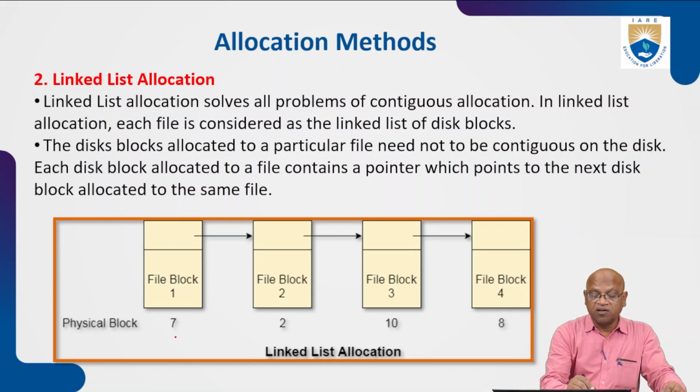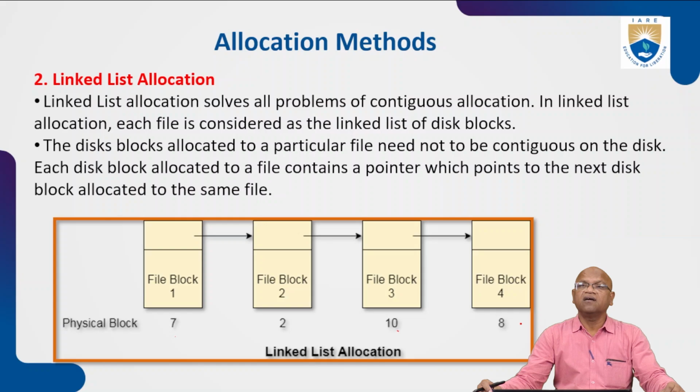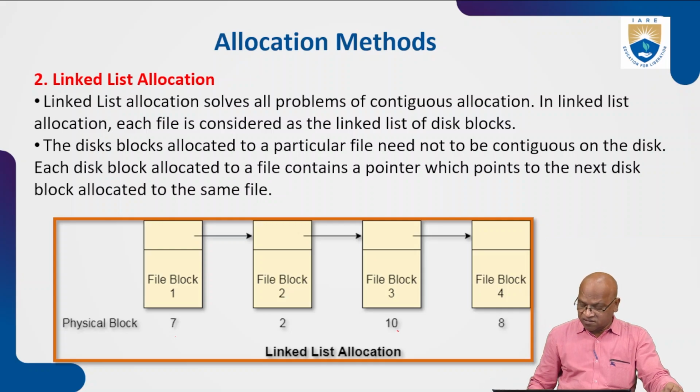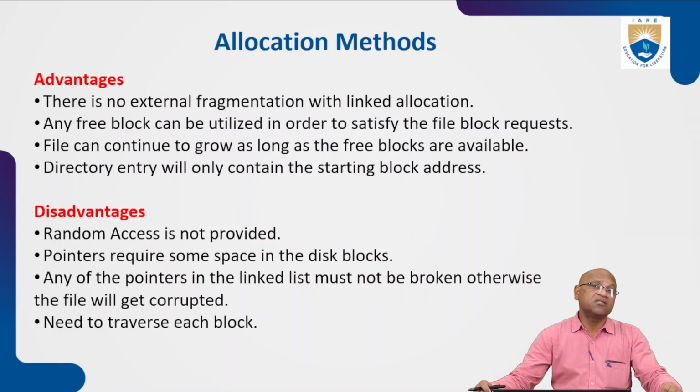See, 7th block, 7 to 10, like this. There will be linking of the file to where it is saved. The blocks are linked like this. So this is called linked list allocation. The disk blocks allocated to a particular file need not be continuous on the disk. Each disk block allocated to a file contains a pointer which points to the next disk block allocated to the same file. So what are the advantages of this one?